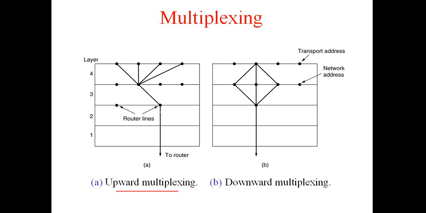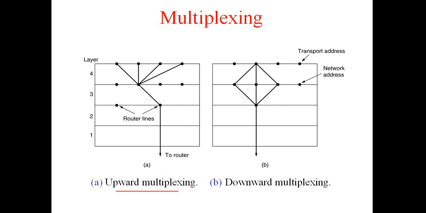This is nothing but the routing line. Only one routing line is available, or you can say the network address is common. The basic concept of upward multiplexing is that many transport entities share a common network address. That is upward multiplexing.